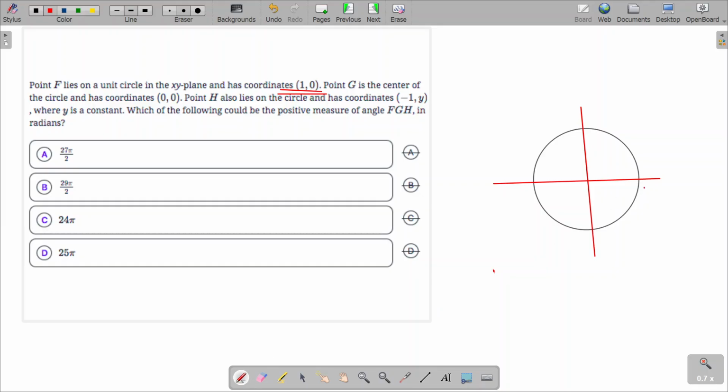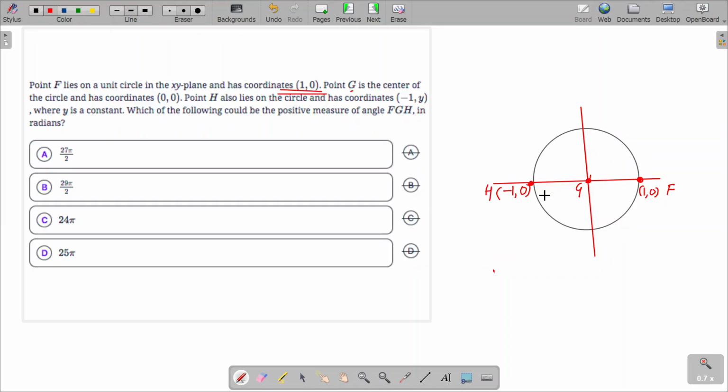So there is a point F. I know that 1 comma 0 lies here. This is point F. Why? Because in a unit circle the radius is 1. Now point G is the center, which is 0 comma 0, and H is negative 1 comma y. So this is 1 comma 0. Can I say this is negative 1 comma 0? Because if this is 0, to the left side I'll get negative of x. So this is nothing but H.